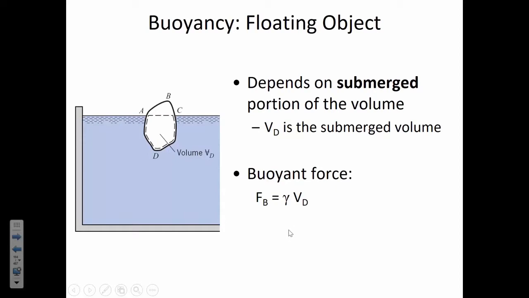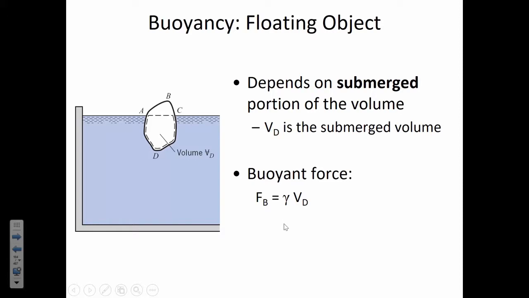So here's what I was saying about an object that's not floating completely submerged. Its overall volume is described by points A, B, C, D. So its submerged volume is what we would use to calculate the buoyant force.